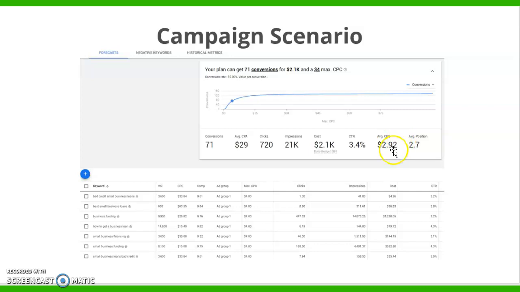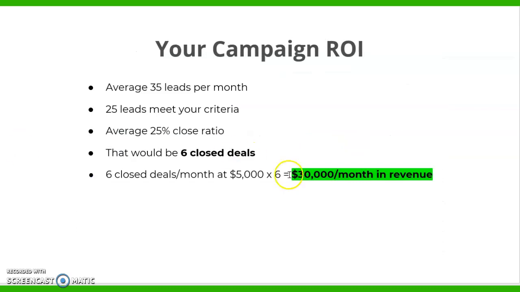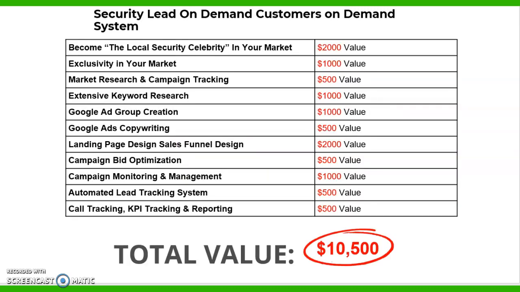Average cost per click, let's say just under $3. So, simplicity, $2,100 for the cost of the ad. They made 30 grand on 6 sales, converting 25%, closed 6 deals. Simple math.